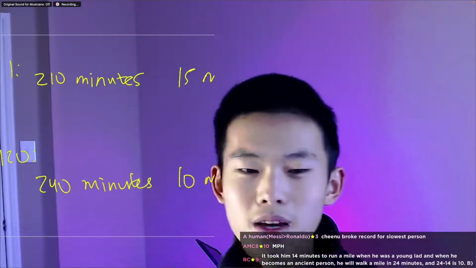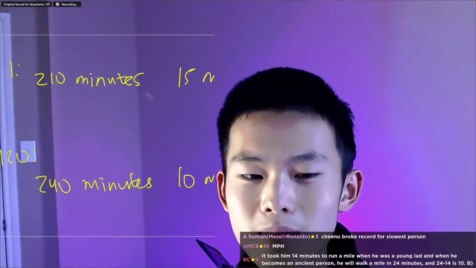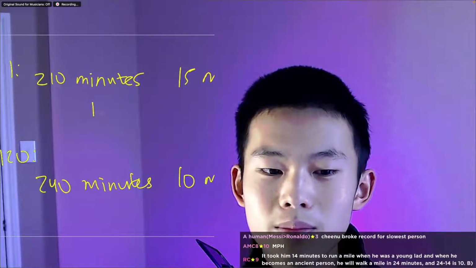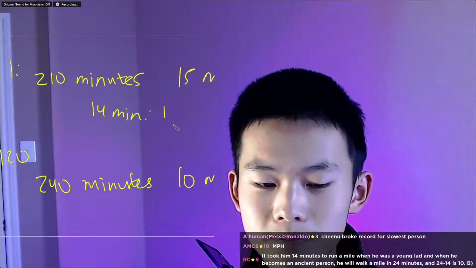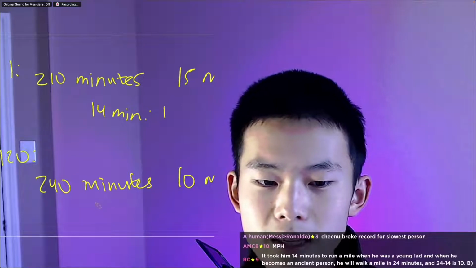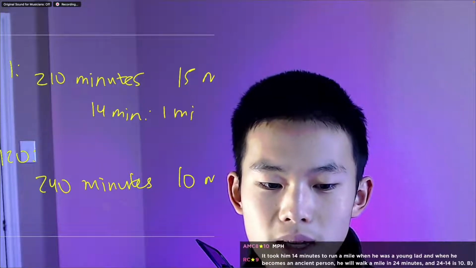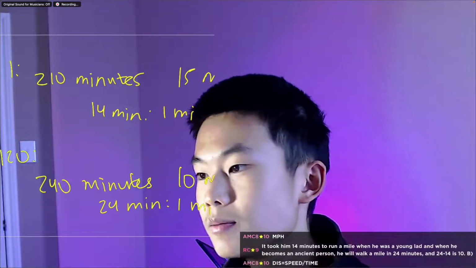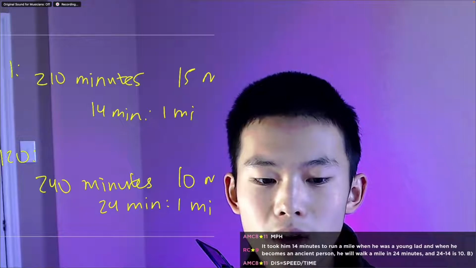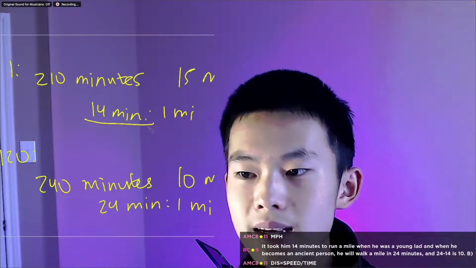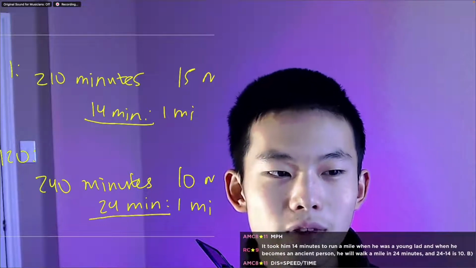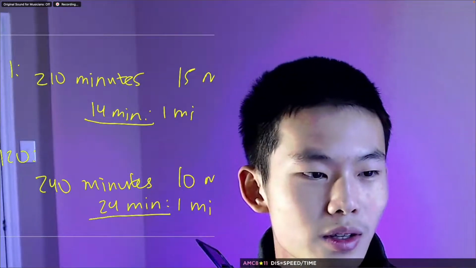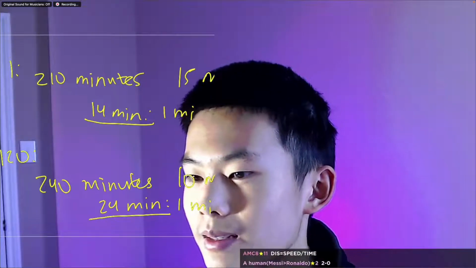Yeah, that's exactly right. Since we know that he ran 15 miles in 210 minutes when he was 1, that means he spent 14 minutes running a mile. And when he's old, that means he spent 24 minutes per mile, right? Because we're just doing some rates here. Which means that in 1 mile, before he spent 14 minutes, now he spends 24 minutes. So the difference is going to be 10 minutes. And that's Chinu's mile problem.